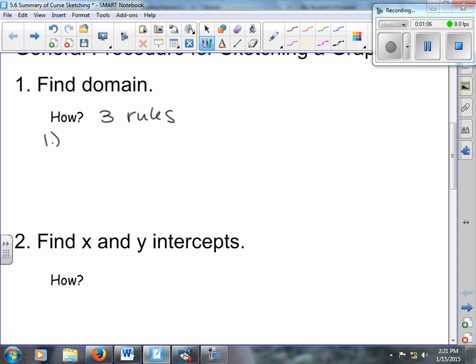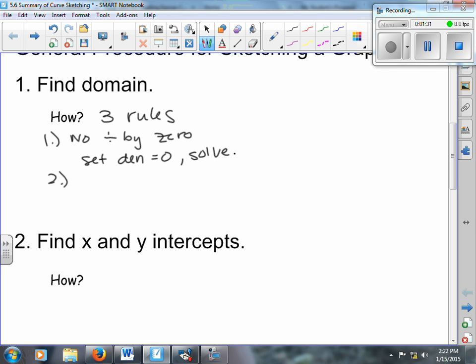Rule number 1, do not divide by 0. And so in order to find the domain of expressions in which you have a denominator, you're going to set the denominator equal to 0 and solve. And then you're not going to include these numbers in your domain.